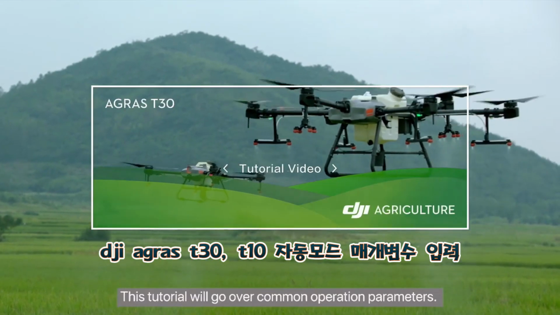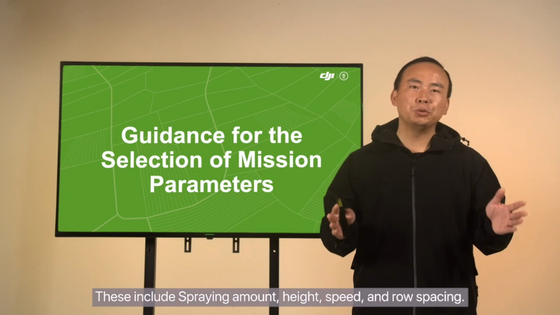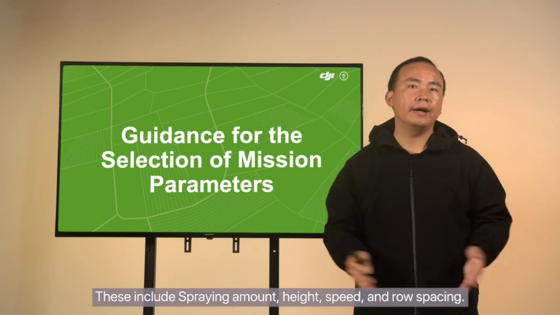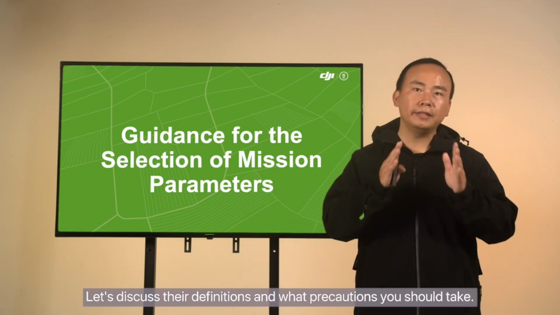This tutorial will go over common operation parameters. These include spraying amount, height, speed, and row spacing. Let's discuss their definitions and what precautions you should take.